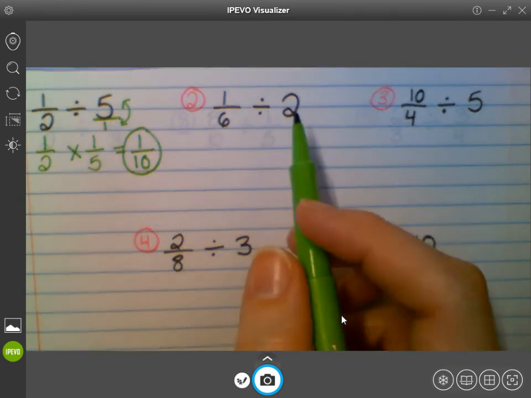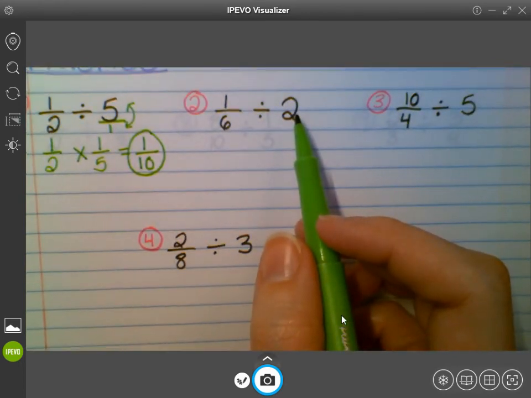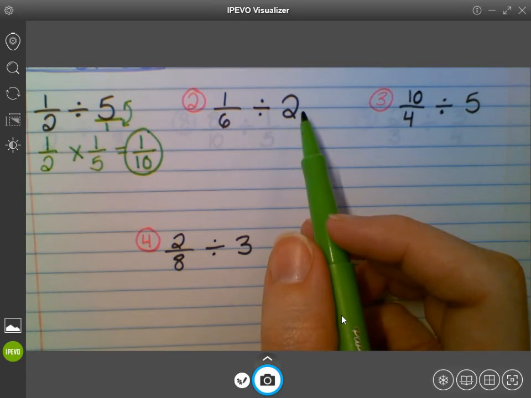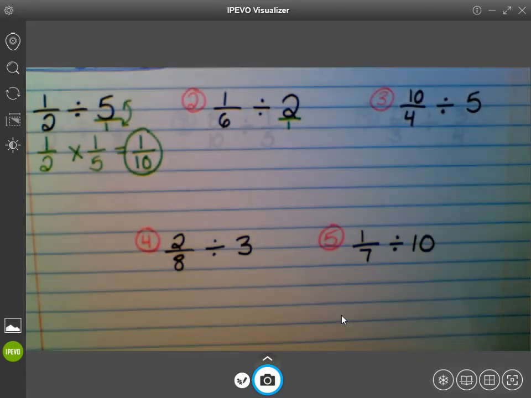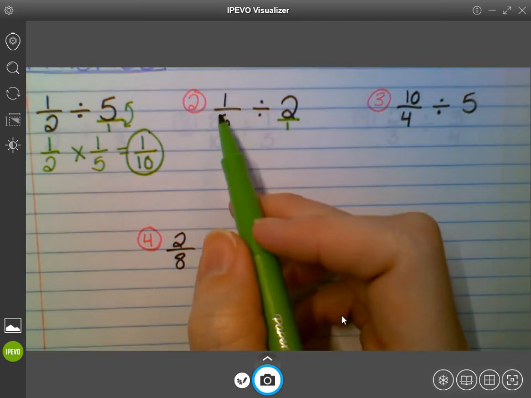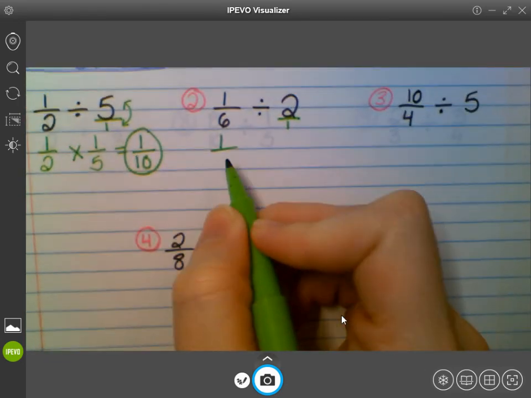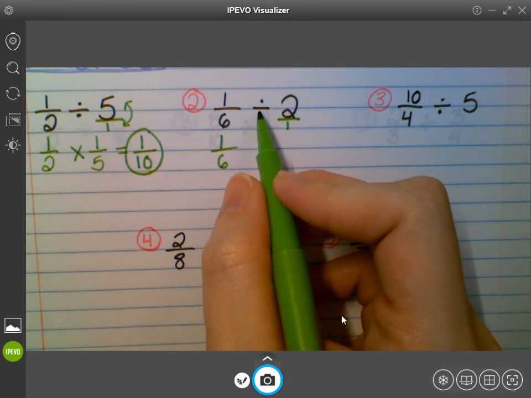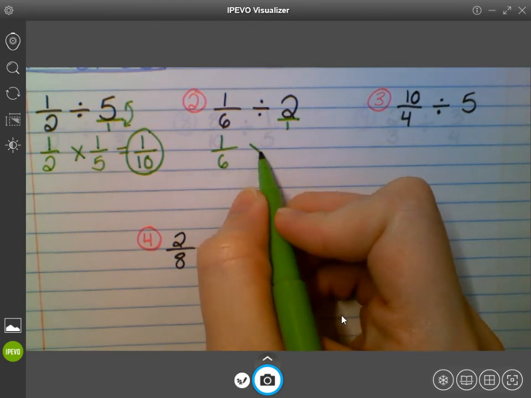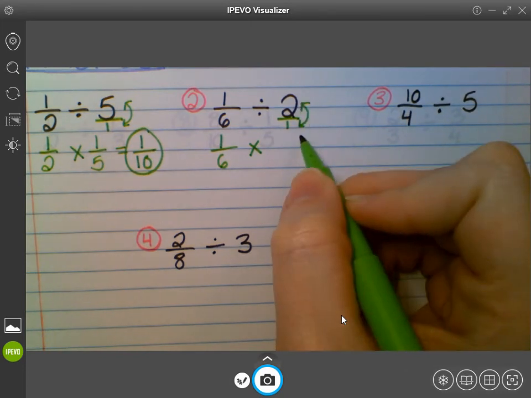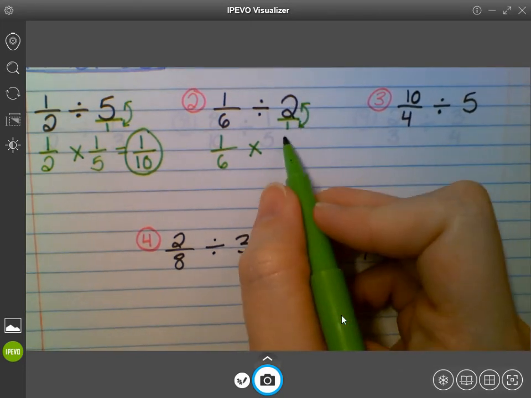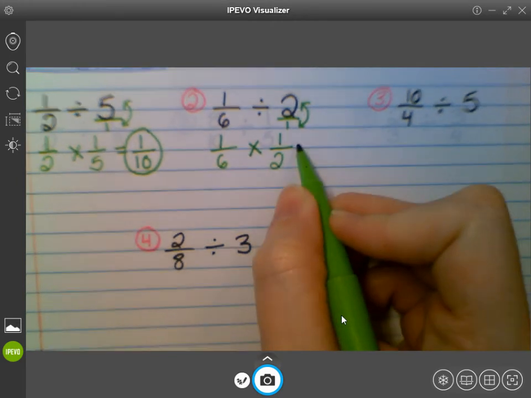So number 2, I need to turn any whole number into a fraction. Emmy, do you have a question? Okay, so I'm going to just immediately put it over 1. Then I keep the first fraction the way it is. Then I change the division symbol to multiplication. Then I flip my second fraction so it's the reciprocal. Instead of 2 over 1, I then have 1 over 2 or 1/2.